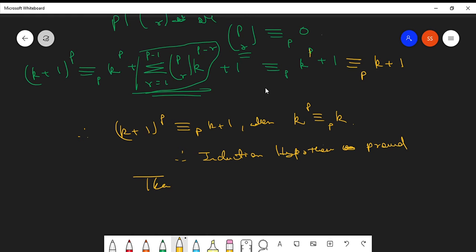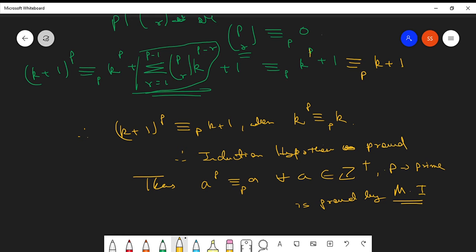Thus a to the power p is congruent to a mod p for all a belonging to the positive integers, p being prime, is proved by mathematical induction. Clear? So the generalized form of Fermat's little theorem is finally proved.